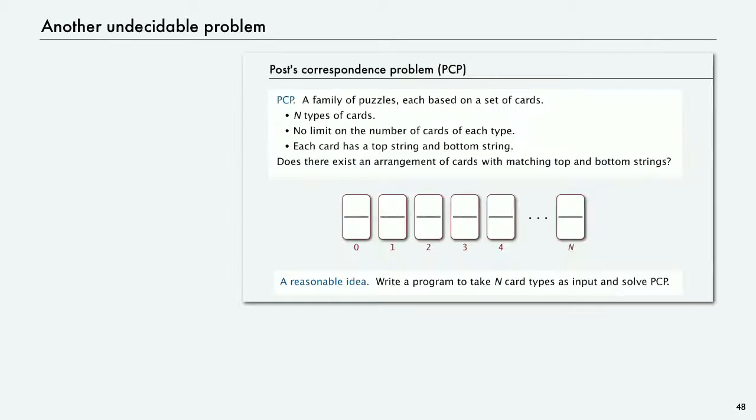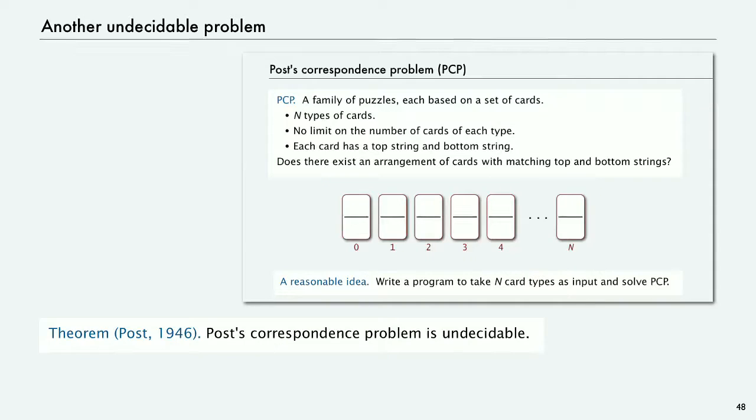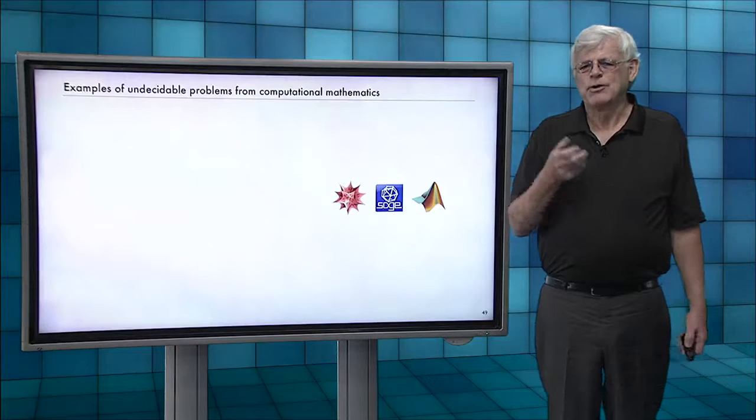There are many others. The Post correspondence problem that we gave at the beginning. Can you write a program that takes the different types of cards as input and tells you whether or not there's an arrangement that has matching top and bottom strings? That was another model of computation, and another decade or more later, Post proved that that problem is undecidable. And it's not just toy problems.